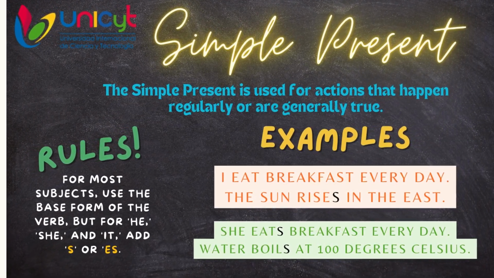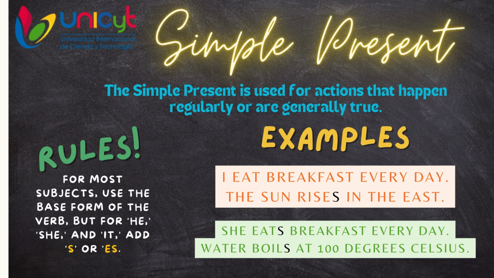Let's begin with the simple present. This tense is used for actions that happen regularly or are generally true. For example, I eat breakfast every day, or the sun rises in the east. Notice that the verb stays in its base form for most subjects, except for he, she, and it, where we add an s or es at the end of the verb. For instance, she eats breakfast every day. Another use of the simple present is to describe permanent states, like water boils at 100 degrees Celsius.